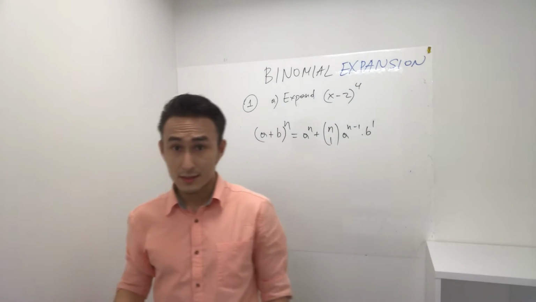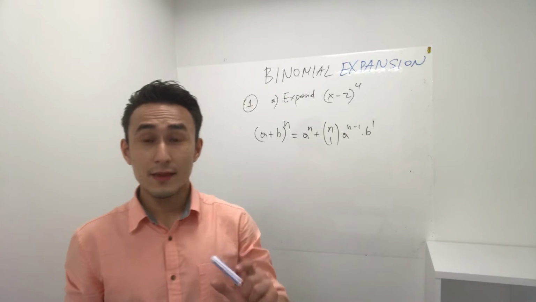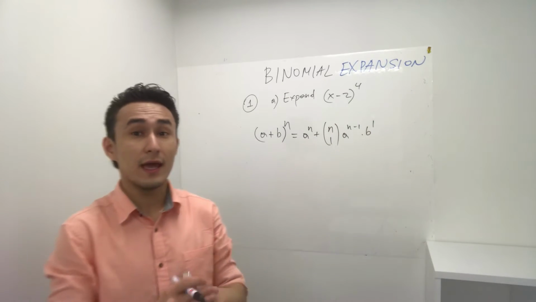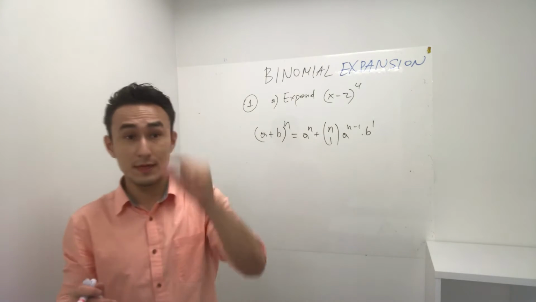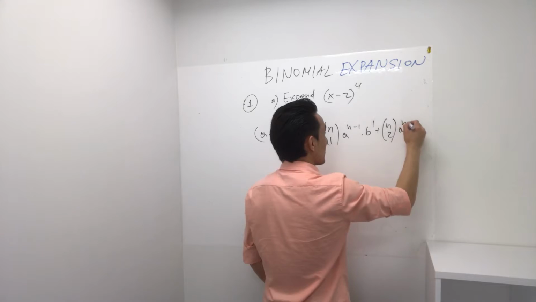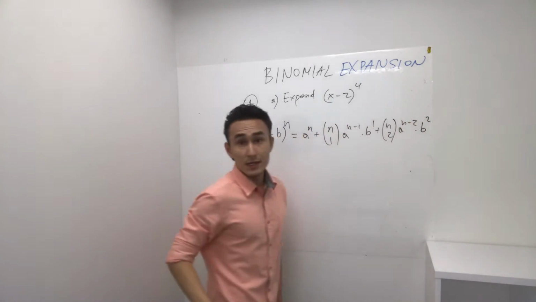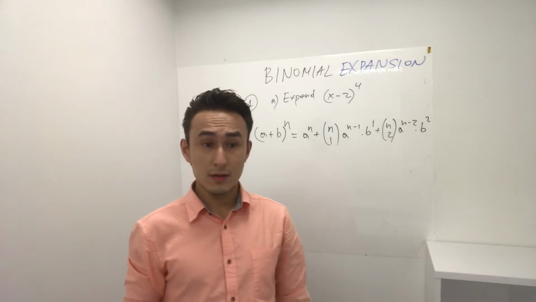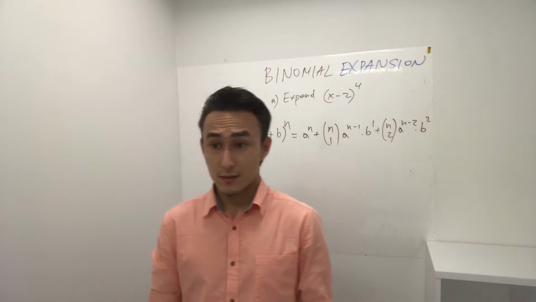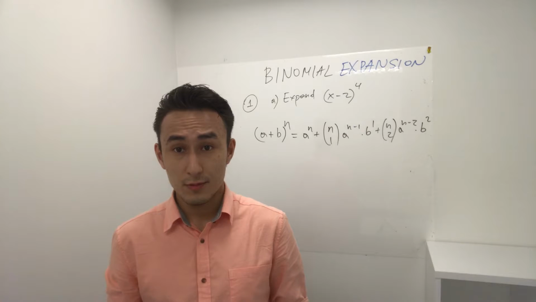So what's happening here is the first term is a to the power of n. The next term has the power of n minus 1 for a. So a decreases in power and b grows in power. So plus n choose 2 times a to the n minus 2 times b to the power of 2 and so on. But this formula can be looked up on Google. I'll not spend too much time on this. And please be sure that you memorize this formula by heart.